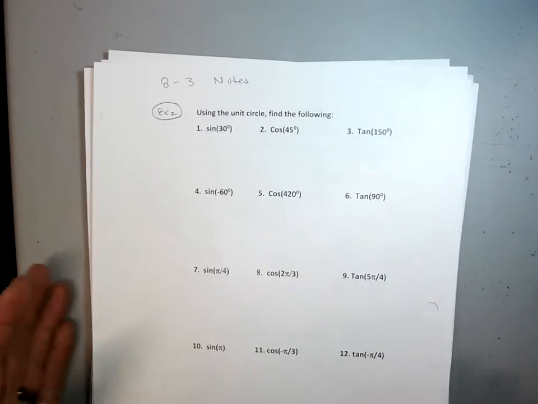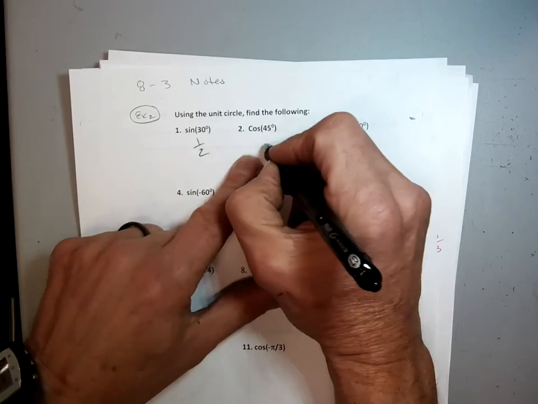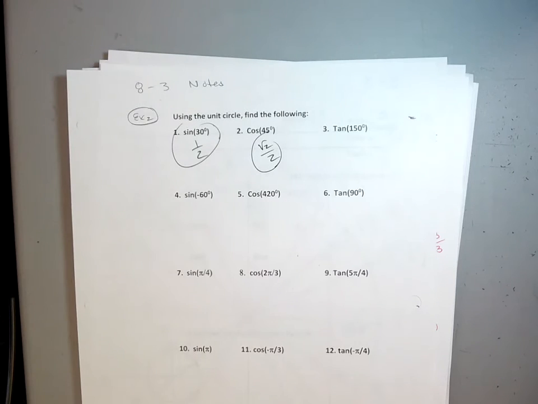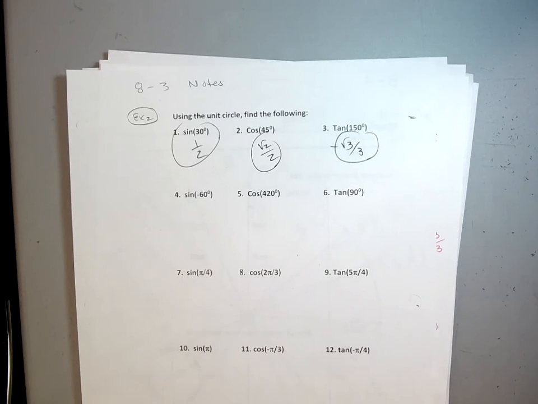So we had sine of 30, we said was 1/2, right? Cosine of 45, we said was the square root of 2 over 2. Tangent of 150, boom, what is it? Negative square root of 3 over 3. That's it. Sine of negative 60. Negative 60 degrees is right here. What are we looking for? Sine, which is the y, equals negative square root of 3 over 2.